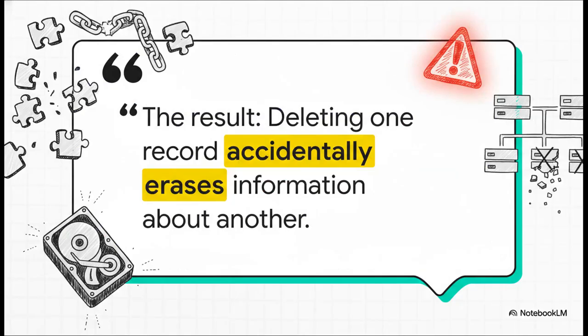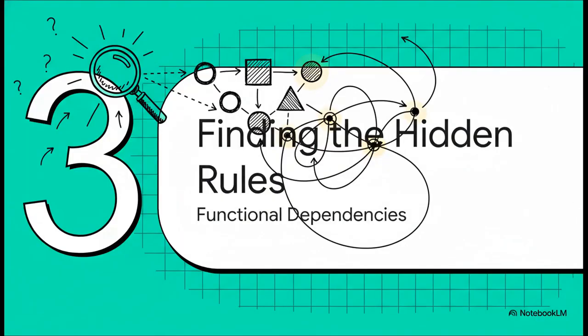And this really drives home the serious consequences. We did a simple, logical thing, deleting an enrollment, and in the process, we accidentally destroyed vital information about our courses and instructors. Not good. Okay, so we've seen the disasters. How in the world do we fix this mess? Well, the solution isn't just random guesswork. The secret is actually uncovering the logical rules that are already hiding inside our data.